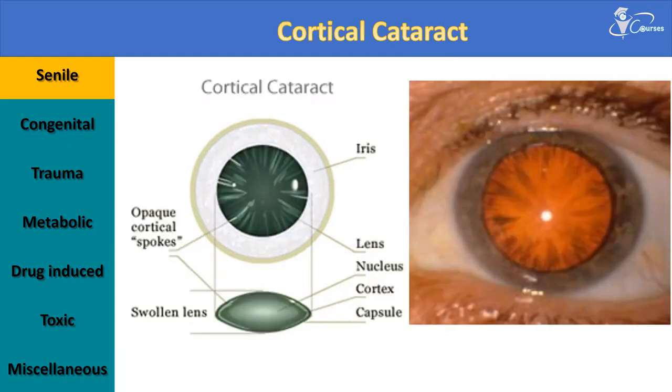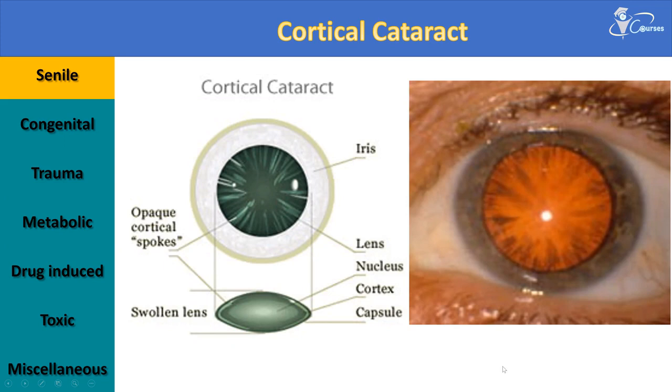Okay. The next type of cataract is the cortical cataract. Cortical cataract appears as spikes. It appears as whitish spikes or spokes present in the periphery, and they are usually associated with a swollen lens. Those are due to opacification of the cortex, so they are problems in the cortex. You can detect it by retroillumination, direct illumination, or oblique illumination.